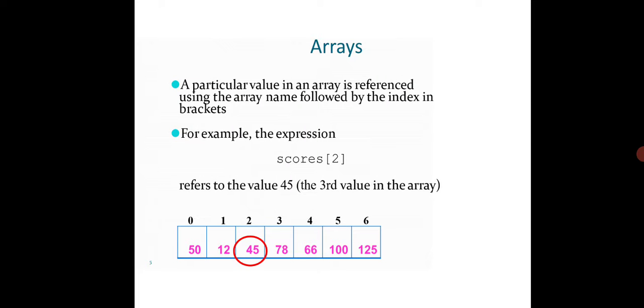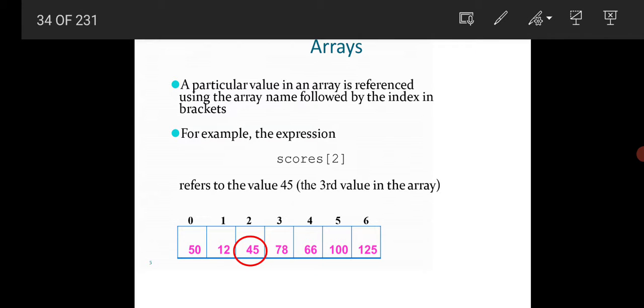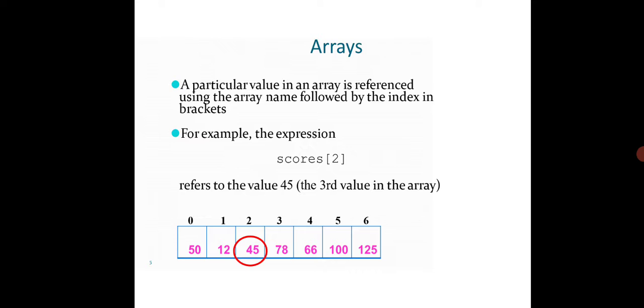Then the next non-primitive data type is array. As usual, an array is a collection of multiple values. In an array we cannot have a single value, we may have multiple values. By using a square bracket and the index of that value, we can retrieve the particular value. Here an example is shown. Here there are 6 indexes. In the 0th index 50 is stored. In the first index 12 is stored. In the second index 45 is stored. Like that it will store all the values.